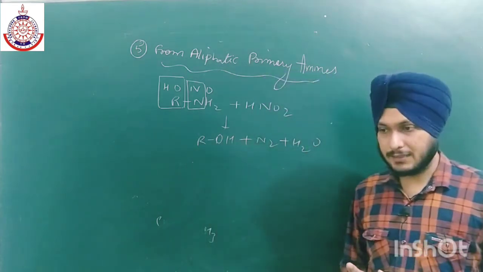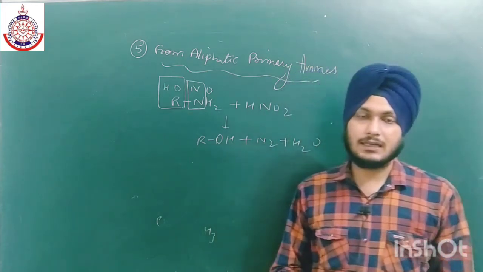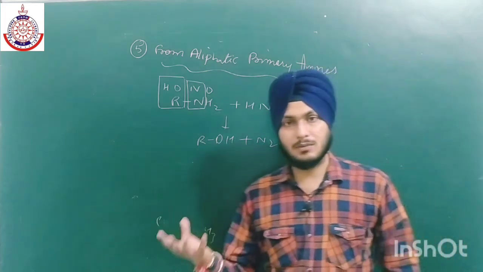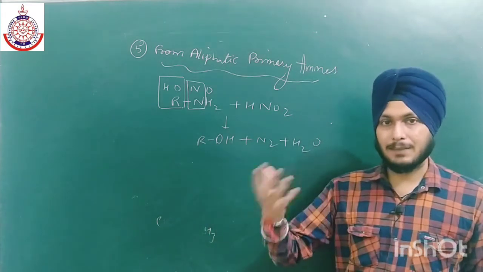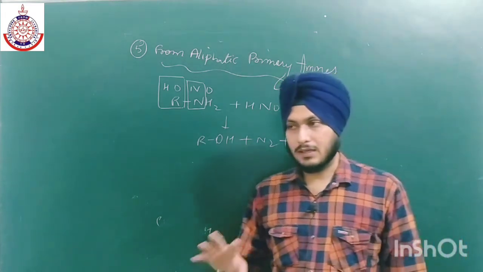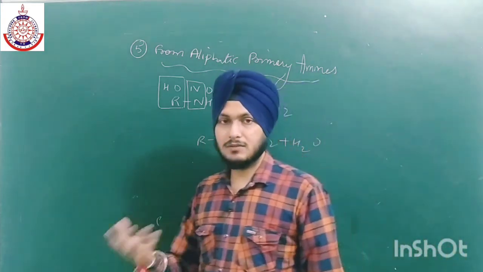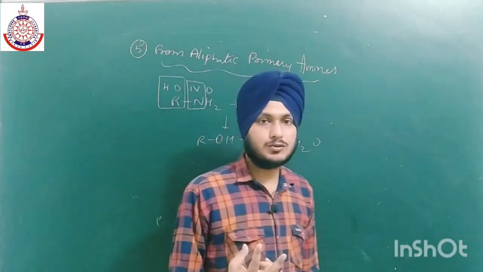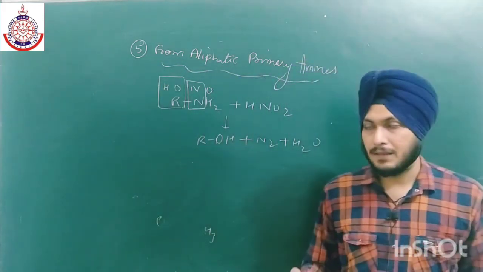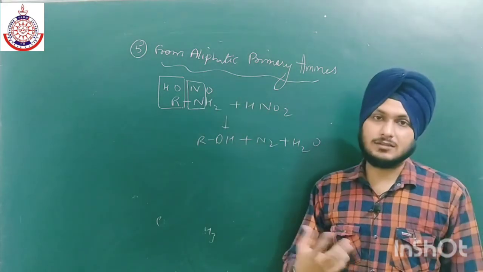The next method is by the reduction of carbonyl compounds with the help of reducing agents, like lithium aluminum hydride, sodium borohydride, sodium plus ethanol, any metal, platinum, nickel. So we can use these reducing agents. The fourth method is by the reaction of Grignard reagent with carbonyl compounds. In case of ester we have to use 2 molecules of Grignard reagent. And the last method is from aliphatic primary amines by the reaction of nitrous acid.